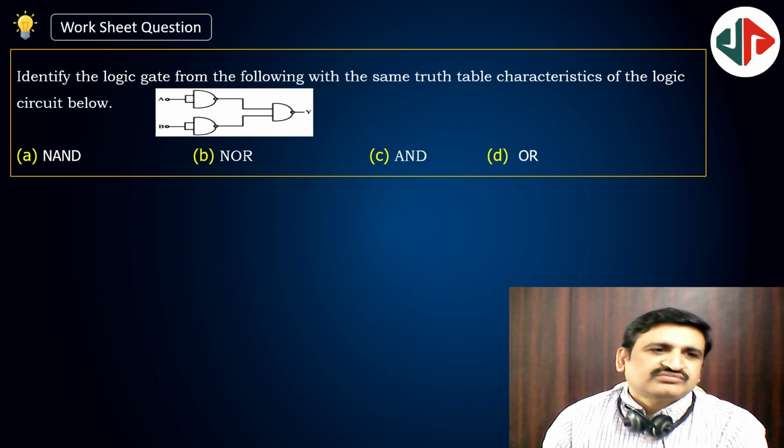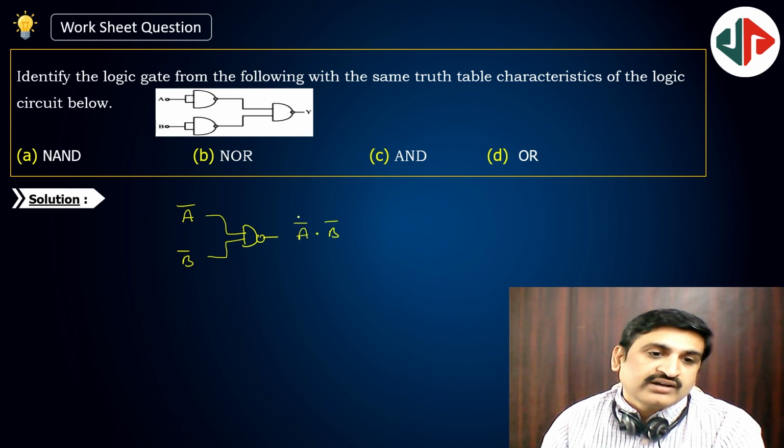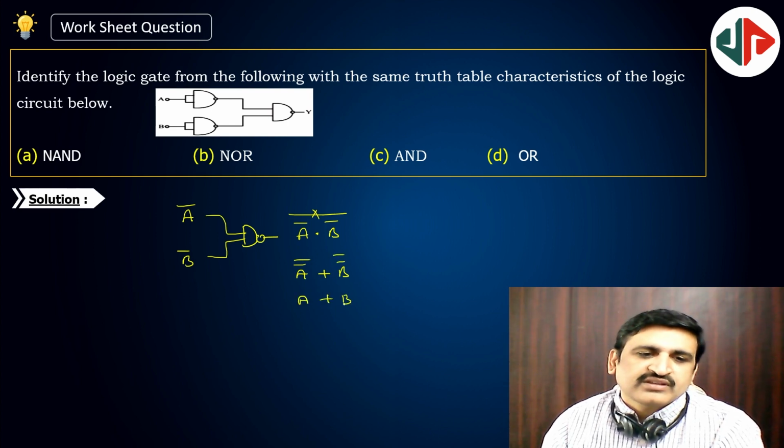See the picture, whatever the circuit diagram is indicating. First one is A bar, below that is B bar, and both are NAND gate. NAND gate means A bar dot B bar. That means this can be split into A bar bar plus B bar bar. Whenever bar splits, operator changes. So this is A plus B. A plus B means OR.